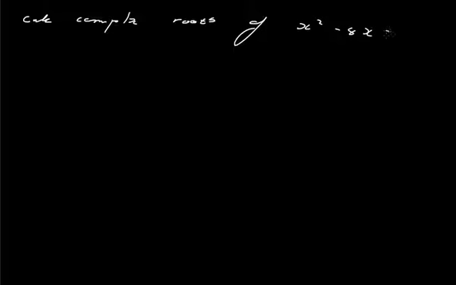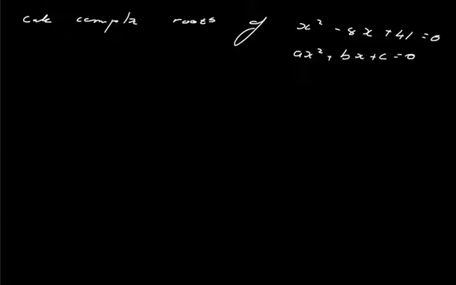Okay, and we'll get into question 6 in a minute. Question 6. Another one. I'm going to go through this one extra fast because I've shown you how to do it. Calculate the complex roots of x squared minus 8x plus 41 equals 0. And remember that's in the form ax squared plus bx plus c equals 0.